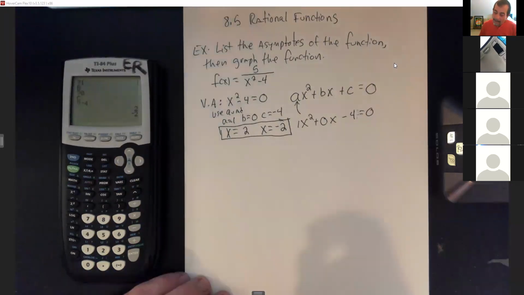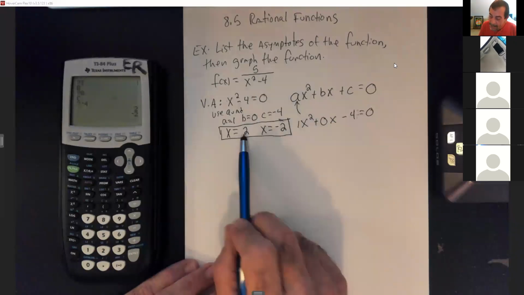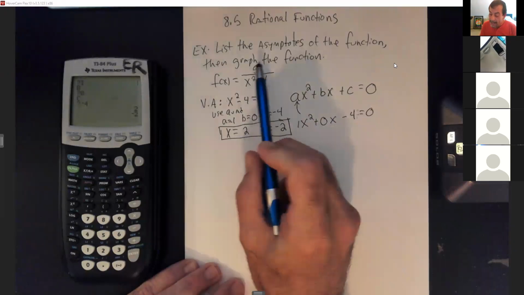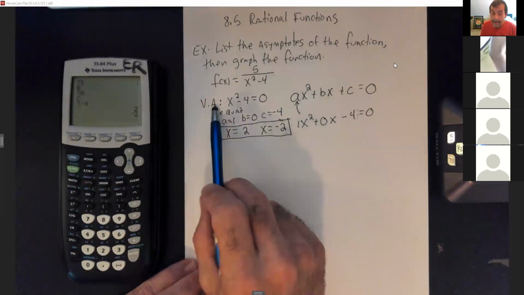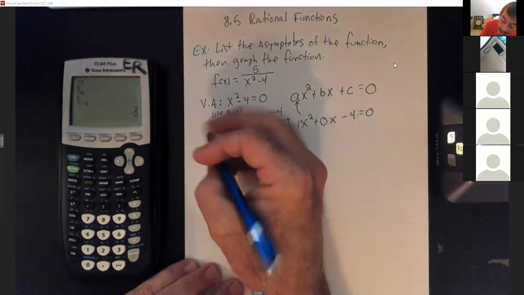All righty. And then you always check the top to see if there's any factors that match, but I don't even have a variable on top of this, so there's no way it's going to cancel out either of my vertical asymptotes. So now that I got my verticals, I would find my horizontal asymptotes.